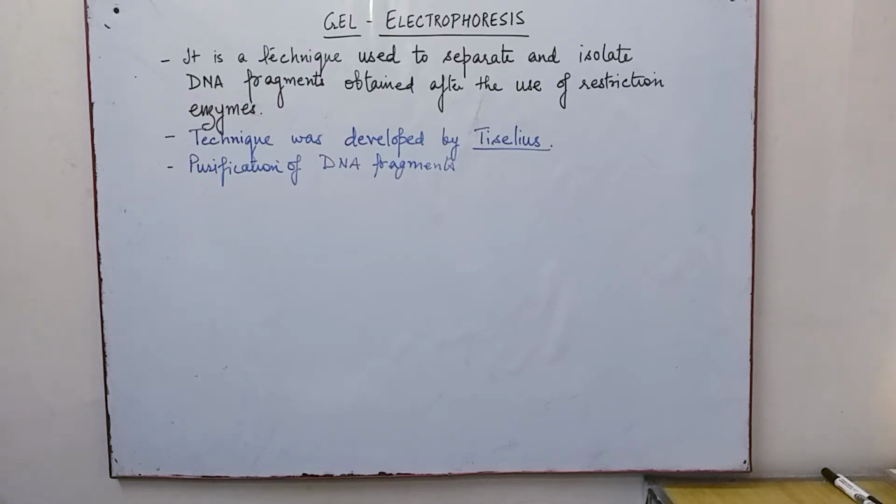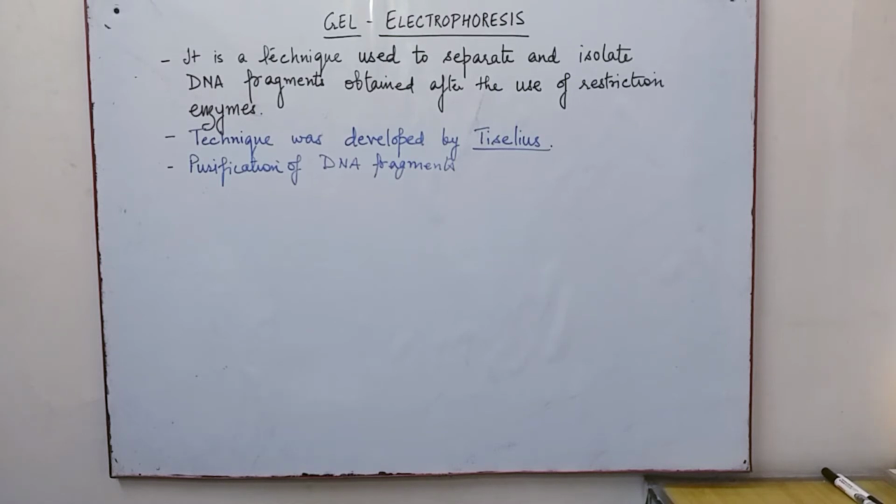Now, the DNA we know is a negatively charged molecule, and it is this property of DNA we are going to utilize in this process. Also, the second important factor is the density. In this technique there is a separation of the molecules on the basis of their size, that is density gradient separation, and the negatively charged DNA. We are using both these properties in this gel electrophoresis to obtain the fragments of DNA of our requirement.